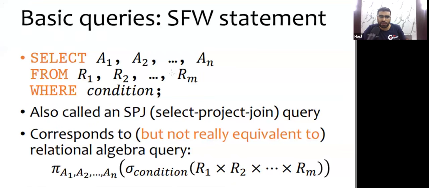Select from where? From these tables. Based on this condition, you select the tuples. This is the condition for tuple selection, and you project these attributes. This basic query is called SFW. Yes or no? So this is also called an SFW query, or you can call it SPJ: select, project, join.